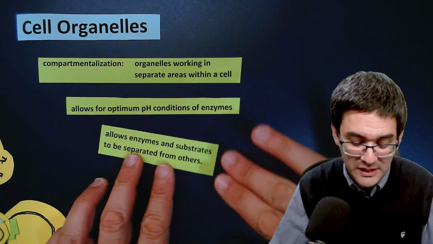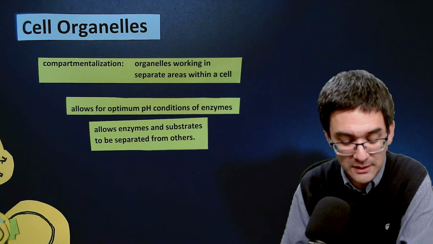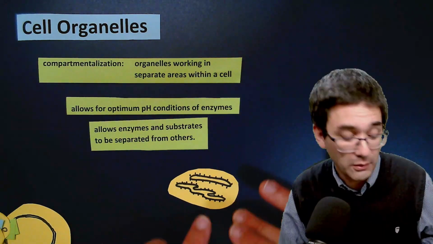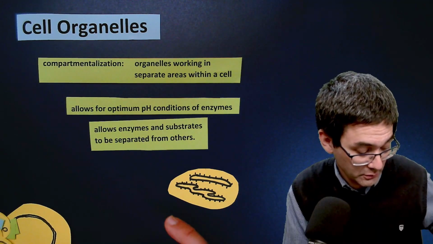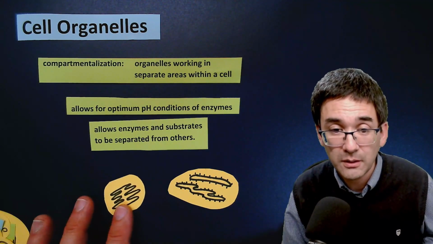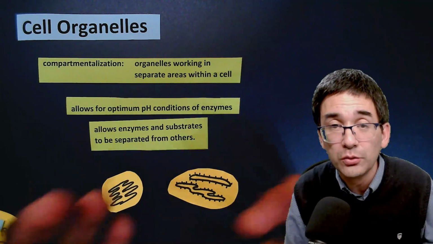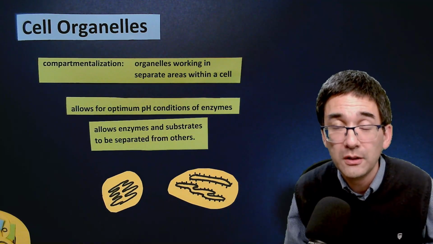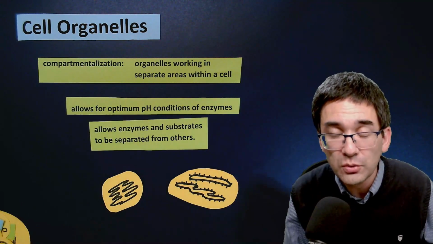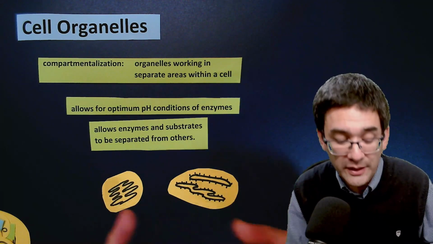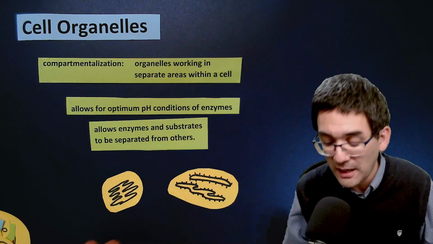It also allows enzymes and substrates to be separated from each other. So if you have here the RER and here, let's say, the smooth ER, there are different enzymes and substrates in each of them, and they don't mix. You want to keep them apart, because they shouldn't mix together. This compartmentalization allows the cell to do that. It keeps the things together that actually belong together.